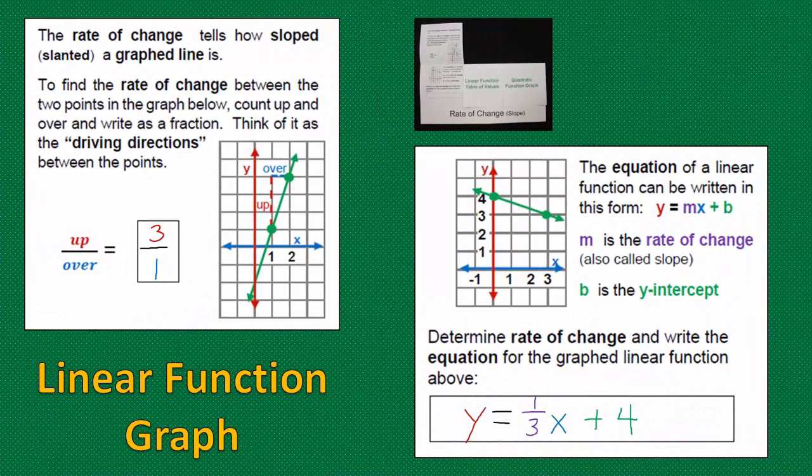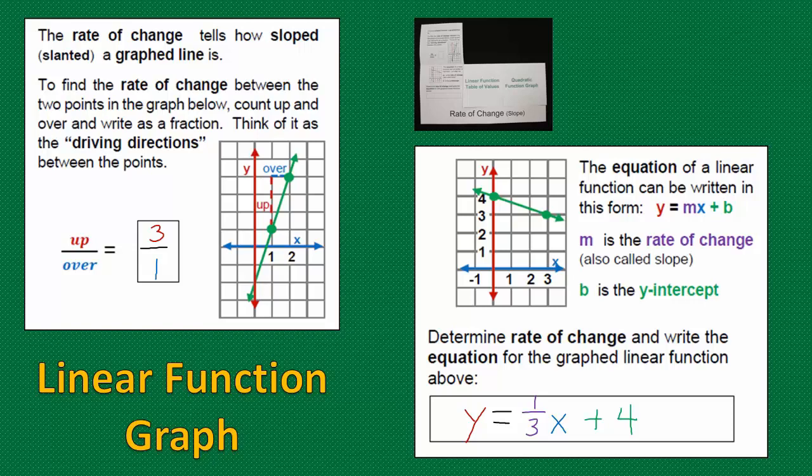We can find rate of change in a linear function graph. The rate of change tells how sloped or slanted a graph line is. To find the rate of change between the 2 points in the graph below, count up and over and write as a fraction. Think of it as the driving directions between the points.